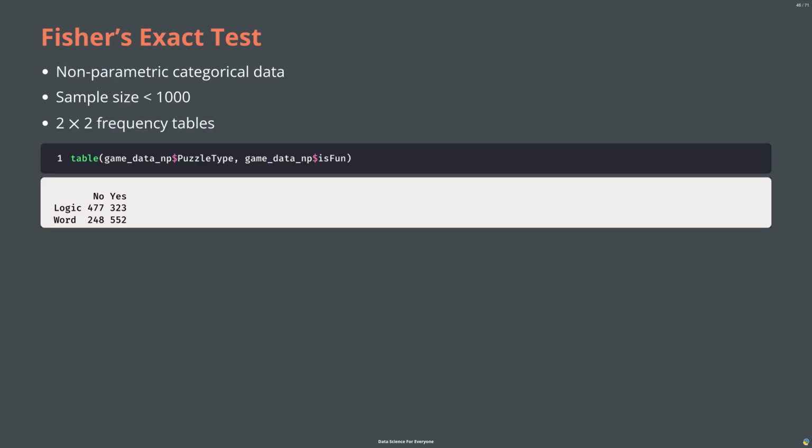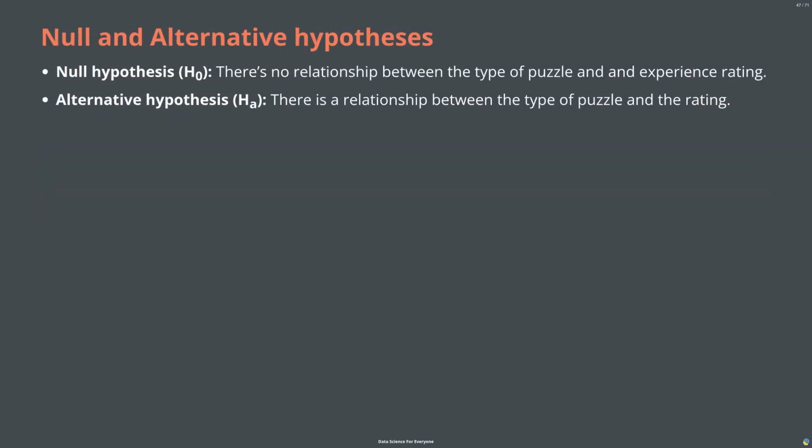This test is most commonly used for 2x2 tables, and while it can technically handle larger tables, the calculations can get intense. The key thing here is that Fisher's exact test calculates the exact p-value, not an approximation like the chi.sq test. This makes it more accurate in small or uneven datasets. For Fisher's exact test, the null hypothesis states that there is no relationship between the type of puzzle and how people rate their experience. And the alternative hypothesis states that there is a relationship between the type of puzzle and the rating.